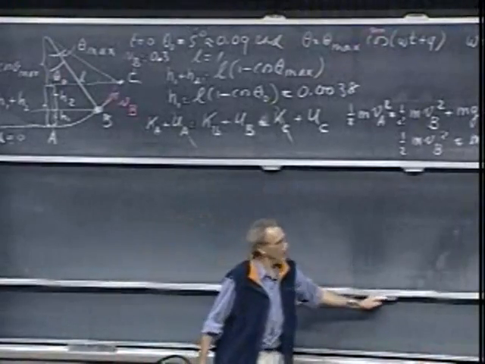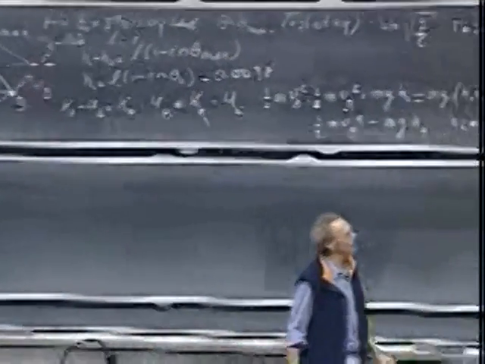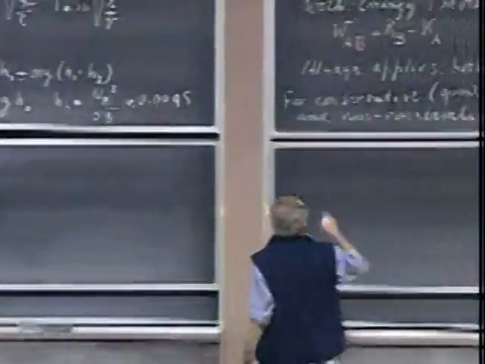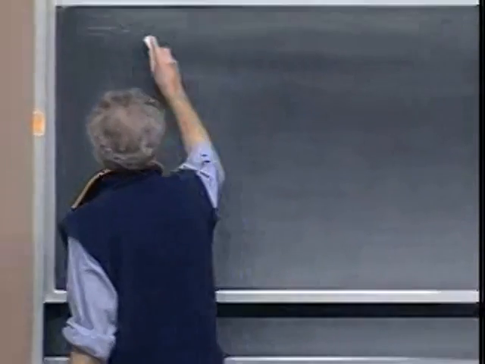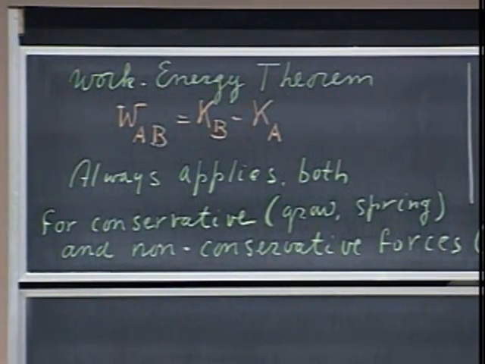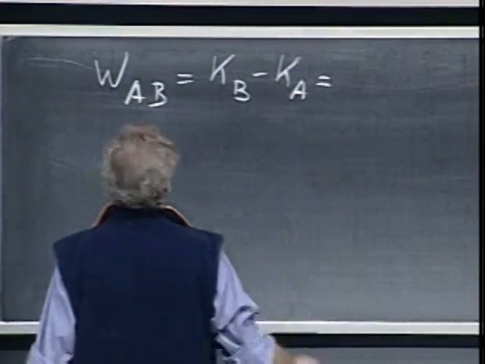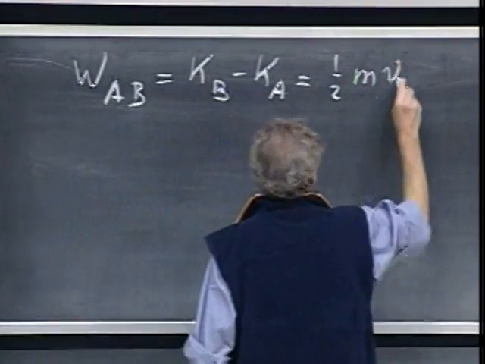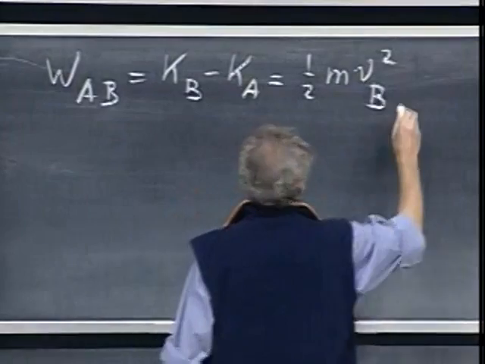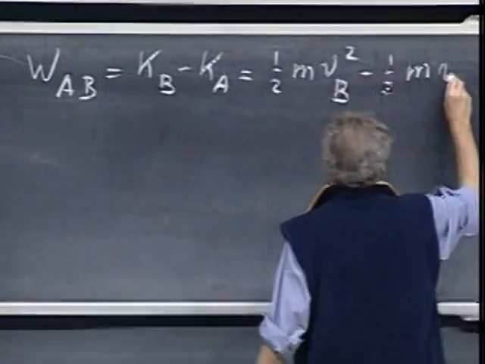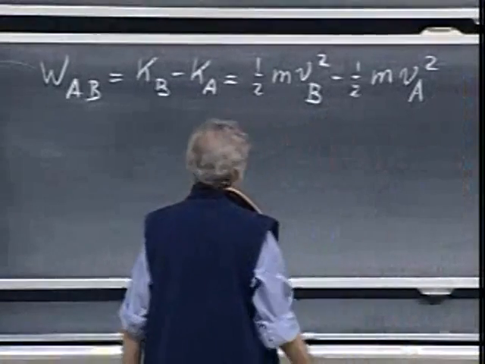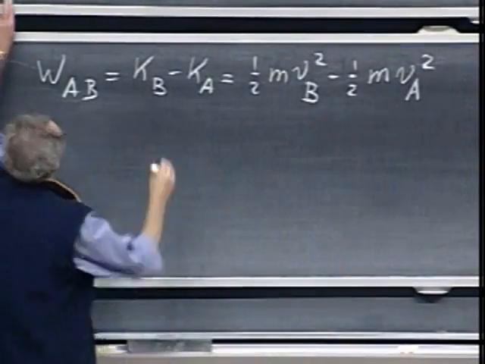However, I said to myself, if we use the conservation of mechanical energy, can we not also use the work energy theorem? Why not? That should work as well. The work energy theorem tells me that the work done on that object, when the object moves from A to B, equals the kinetic energy at B minus the kinetic energy at A. That is 1/2 m vB squared minus 1/2 m vA squared.